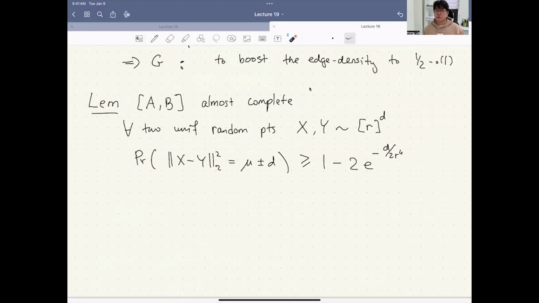Okay, there's a question in the chat: why do we consider geometric constructions? Probabilistic construction wouldn't work. Well, if you can make a probabilistic construction work, then it will be nice. Let me know.